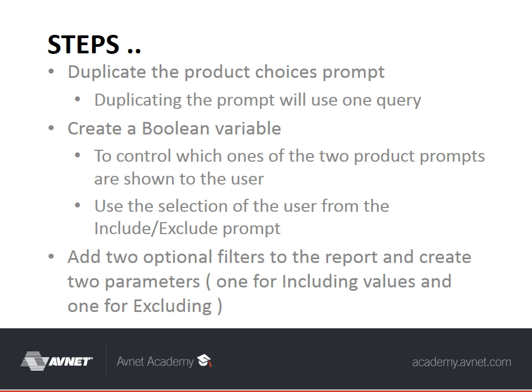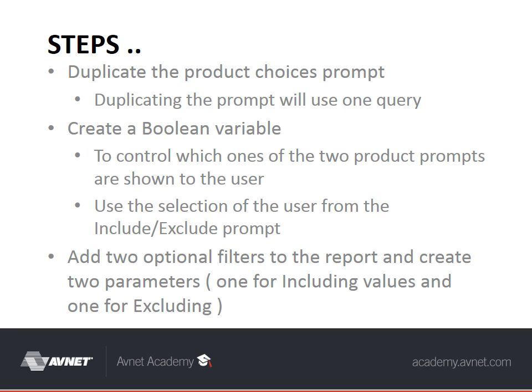So next is we duplicate the product choices prompt which we just created. Why do we duplicate? Two reasons. One is we want to use for each of the prompts a different parameter, but we also want to use the same query. So it will be one query which will be sent to the database to get the value, because the values are the same. Whether we exclude or include, the values would be same.